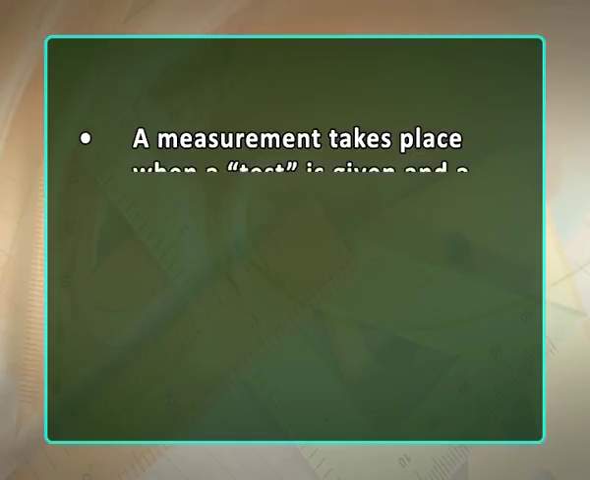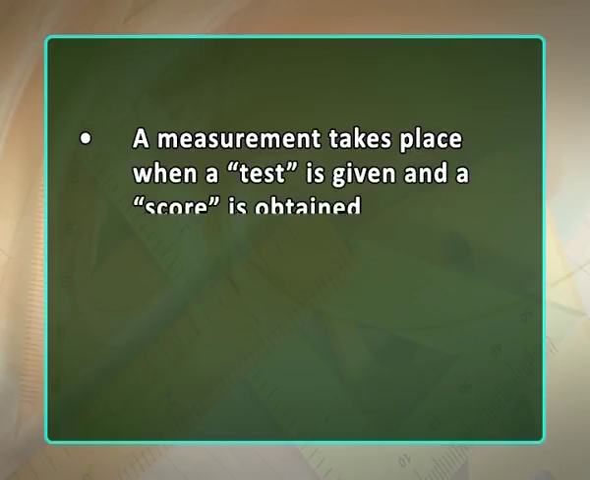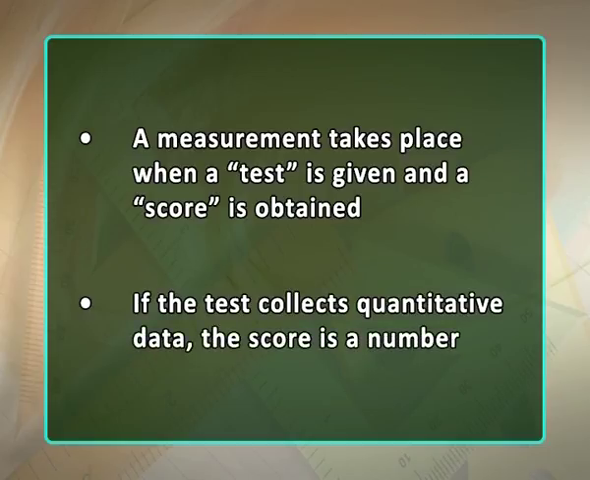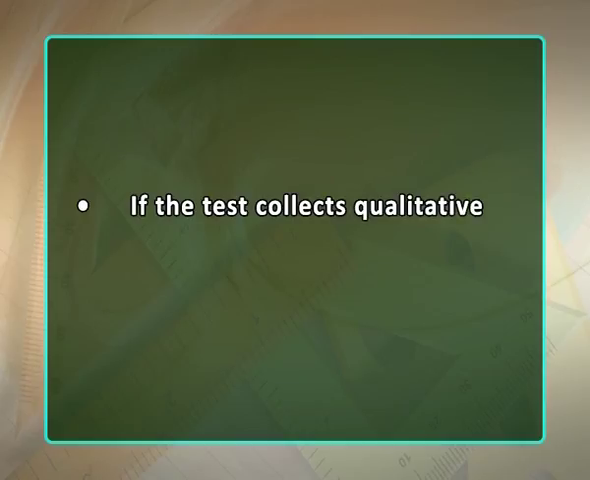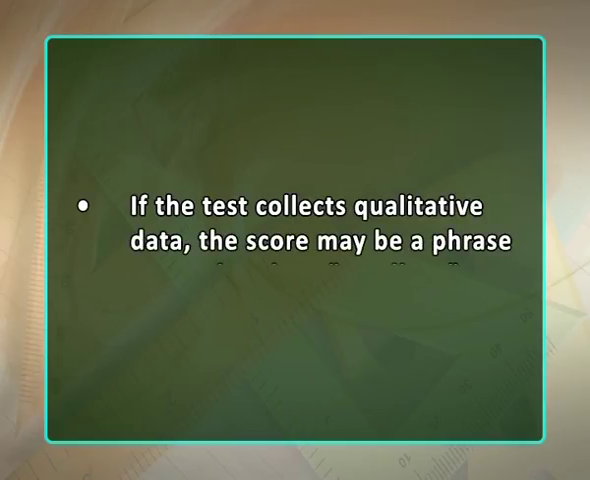First, a measurement takes place when a test is given and a score is obtained. Second, if the test collects quantitative data, the score is a number. Third, if the test collects qualitative data, the score may be a phrase or words such as excellent. Educational measurement deals with the process of obtaining a quantitative degree of achievement of objectives set for an educational setting, and evaluation adds to it the value judgment.